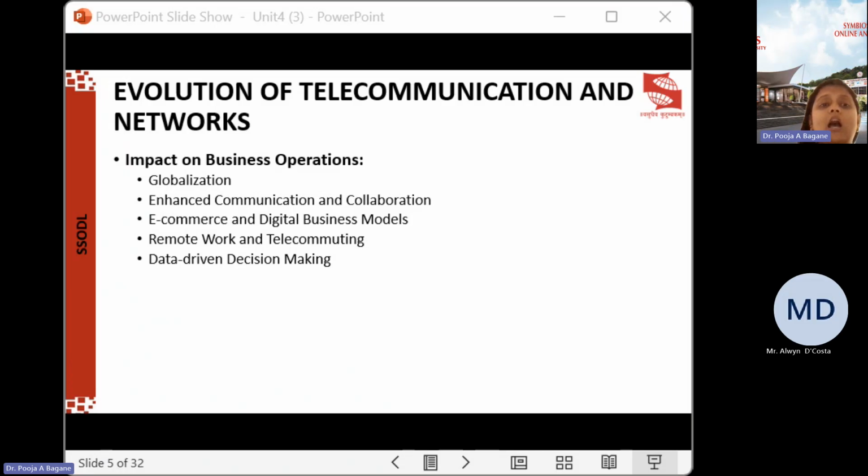Then enhanced communication and collaboration. As we know, because of the phone, video conferences, emails, messengers, and all other communication tools, we can collaborate and communicate easily with any other people who are at another remote place.